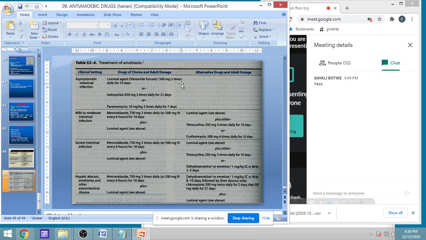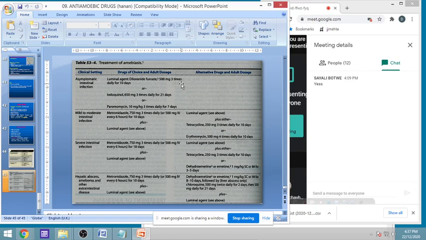Then otherwise iodoquinol or paromomycin 10 milligram per kg 3 times a day for 7 days can be given. When there is a mild to moderate intestinal infection, metronidazole is the best, 750 milligram 3 times a day, or 500 milligram intravenously every 6 hours for 10 days, plus a luminal agent, any of these luminal agents like diloxanide or iodoquinol or paromomycin.